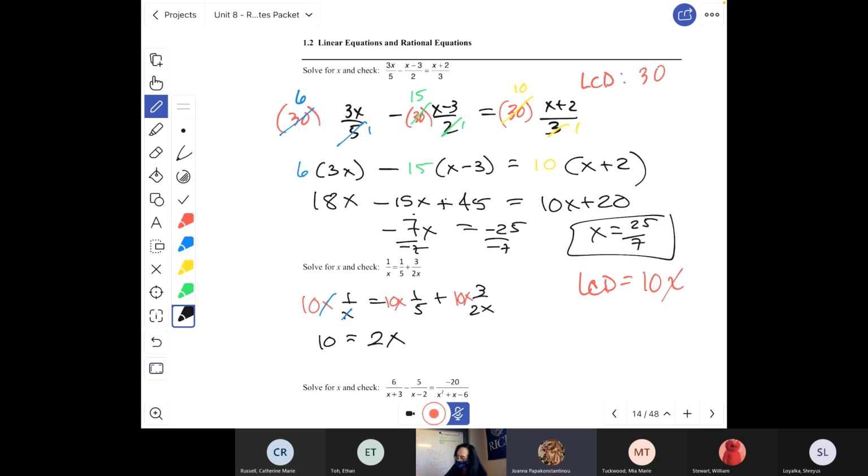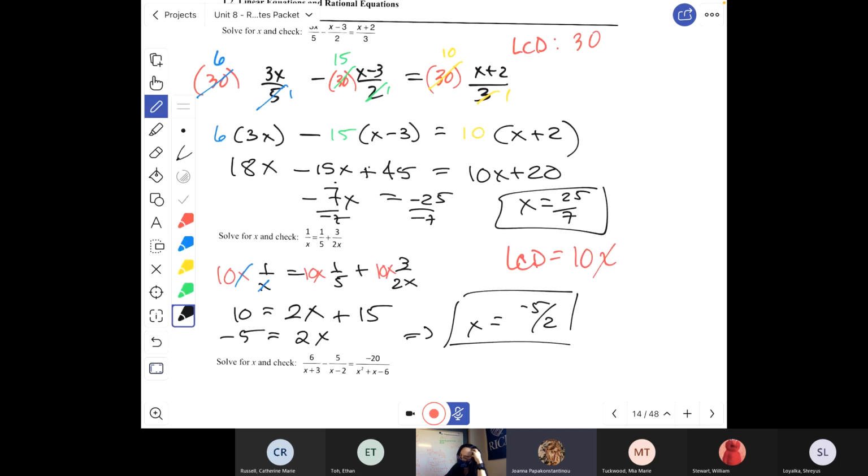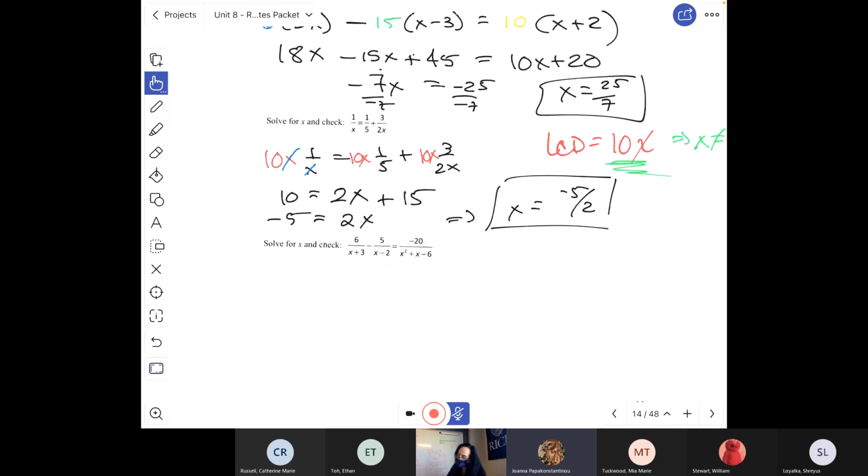Beautiful, plus, excellent. So 2x equals -5, which implies x equals -5/2. Any extraneous solutions there? Is there anything that x cannot equal? 0. X can't equal 0. Right? If this is my least common denominator, set that equal to 0. That's going to tell you the values of x that you have to exclude. So do check for extraneous solutions.